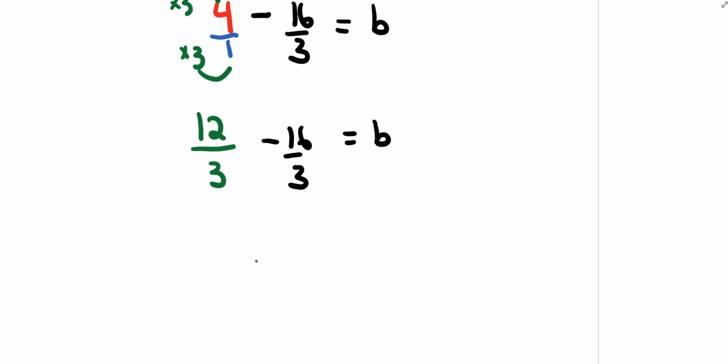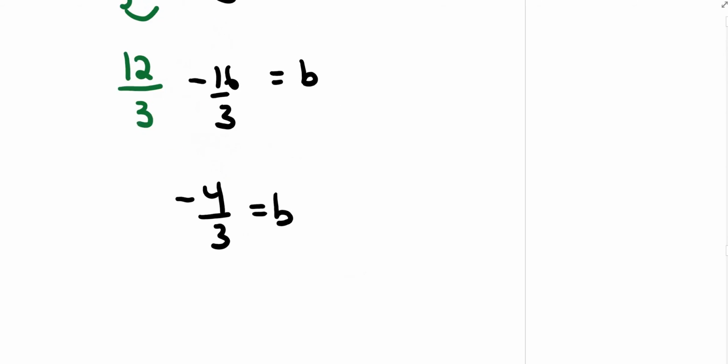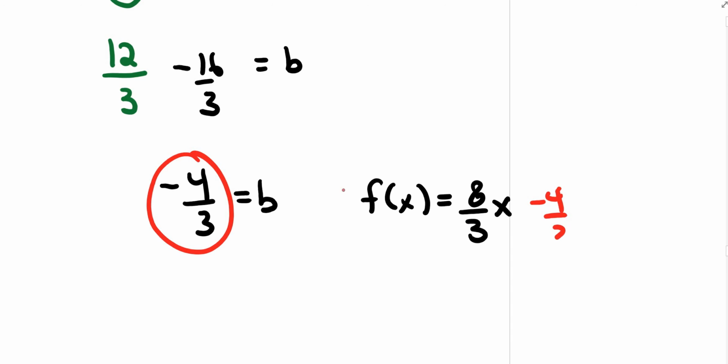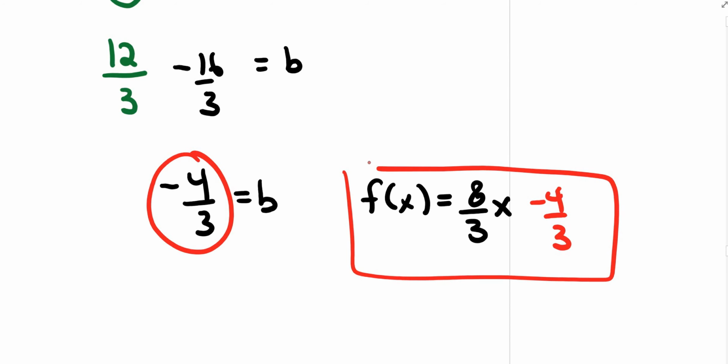12 minus 16 is going to be negative 4/3 equals b. All right, so with that, our final answer is f of x equals the slope, which is 8/3 x, and then our y-intercept is going to be negative 4/3. And that is our final answer for question 13b.